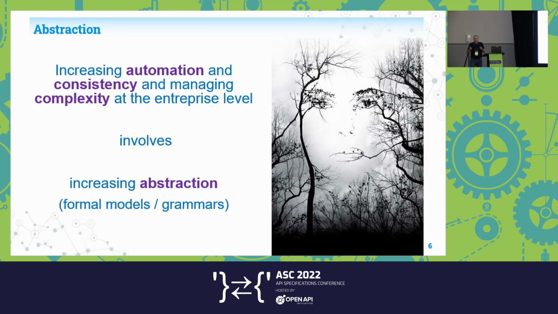Now, the objective is to increase the automation. My job is starting from the business to the generation of OpenAPI, totally. Then I need to automate. And for increasing automation, consistency is a master work tool, it's very important. And managing the complexity at the enterprise level involves increasing the abstraction. It looks very theoretical, but trust me, you will see.